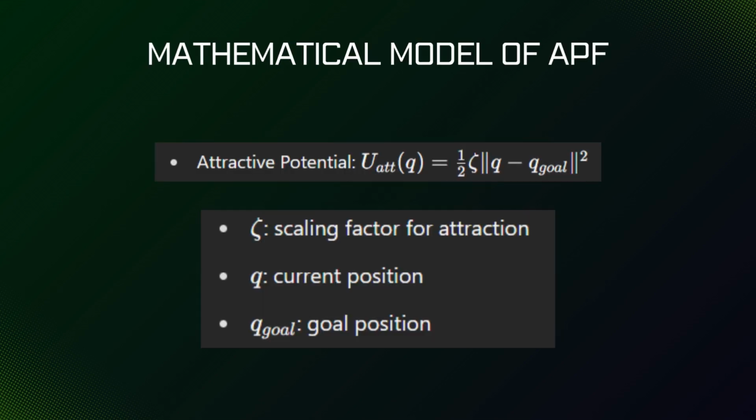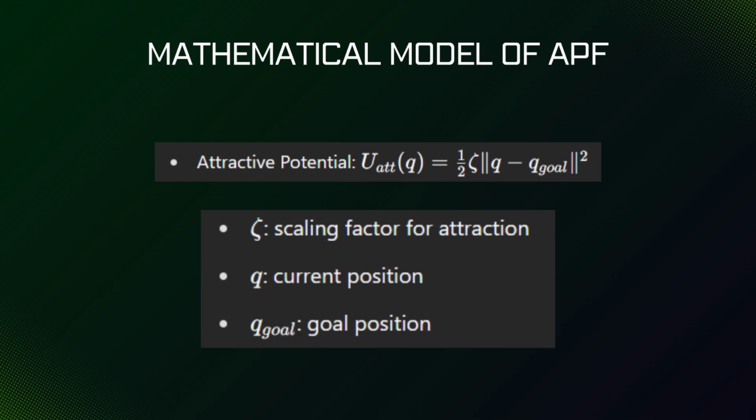The mathematical model of APF consists of two kinds of potential. One is attractive potential and the other is repulsive potential. Let us first talk about attractive potential. The attractive potential field is designed to guide the robot towards the goal. The equation is quadratic, which means the force increases linearly with distance from the goal.